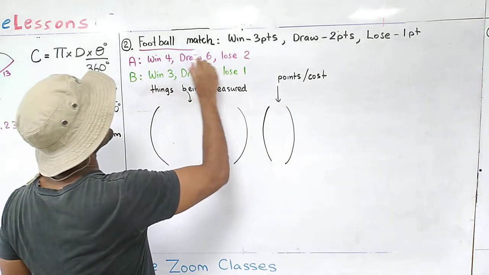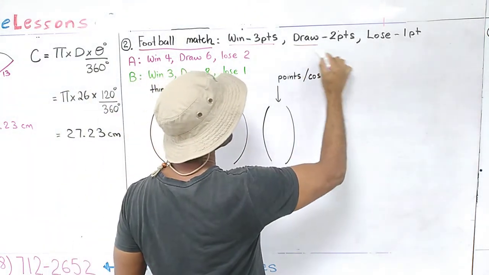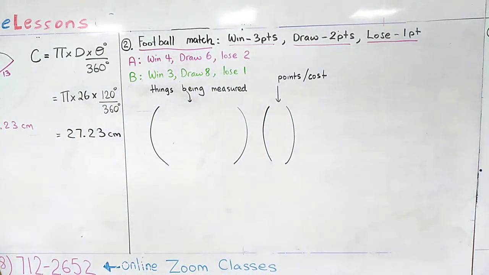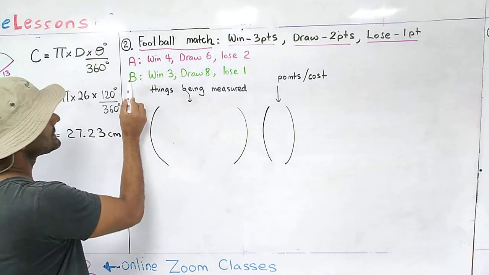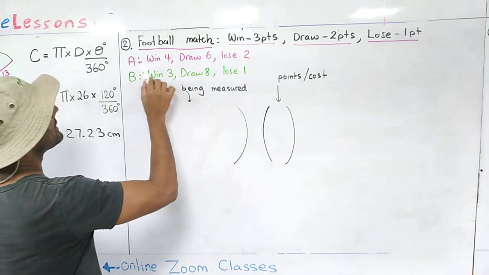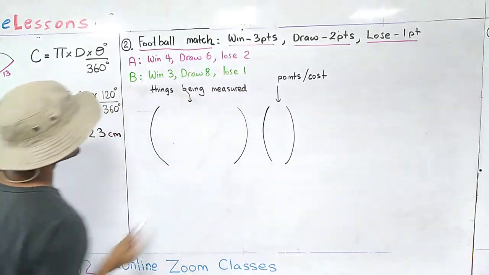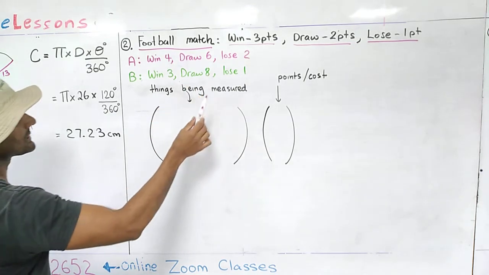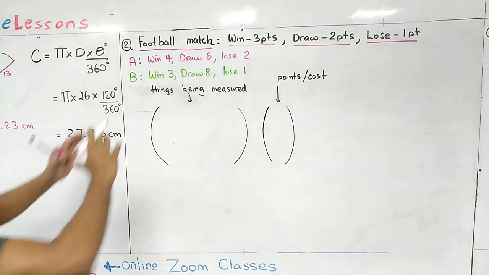Here we have a football match. And apparently, if you win the game, you get 3 points. If you draw the game, you get only 2 points. And if you lose, you're getting 1 point. That's just the rules of this competition. There are 2 teams, Team A and Team B. Team A won 4 games, they drew 6 games, and they lost 2 games. Team B won 3 instead, drew 8 games, and lost only what? 1 game. And the examiner will ask you to put this in a matrix form.